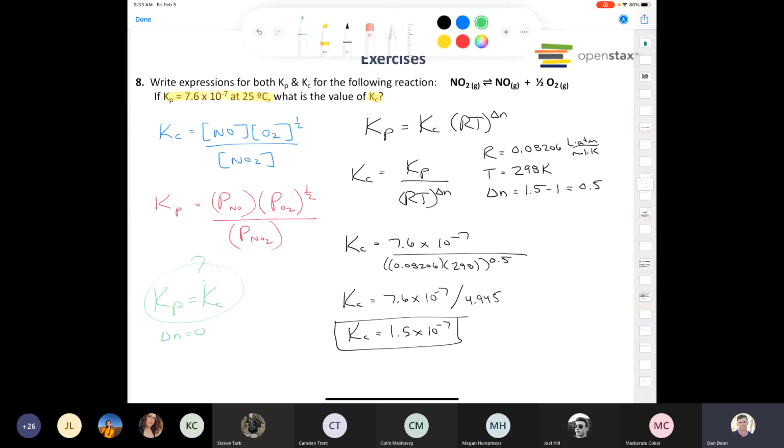So think about it. If delta n is 0 and you're taking RT to the power of 0, it doesn't matter what RT is. Anything to the power of 0 is 1. Okay, so Kp will equal Kc.